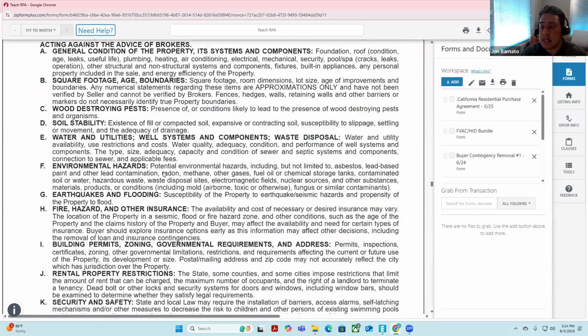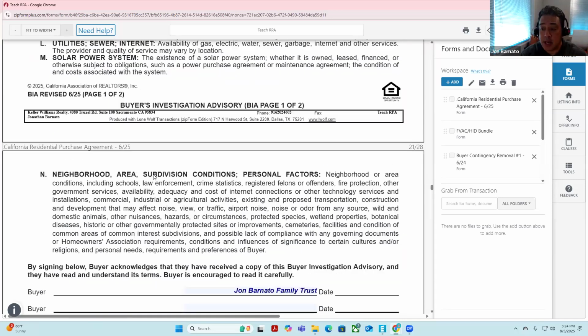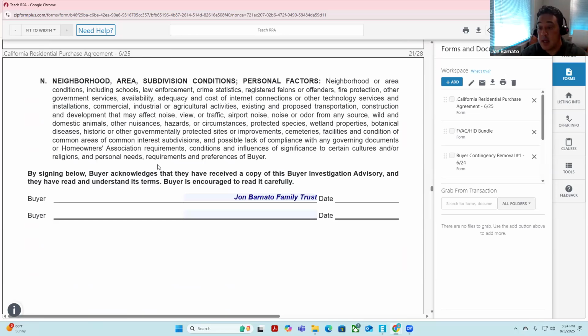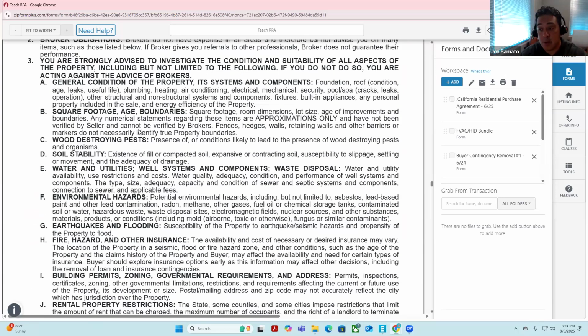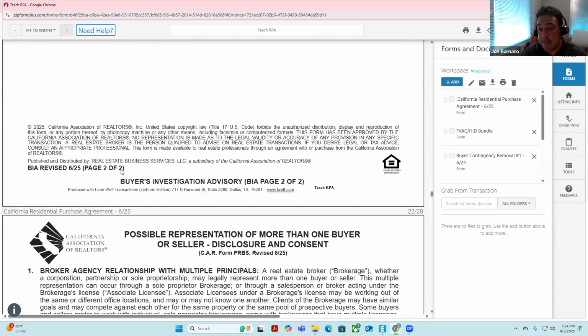Buyer investigation advisory. This is just saying, hey, buyer, you have the right to investigate the property, and these are the things you should look at. Pretty simple. Nothing big about this. It just talks about square footage, acres, boundaries, soil, all this other stuff. Just have the buyer sign.